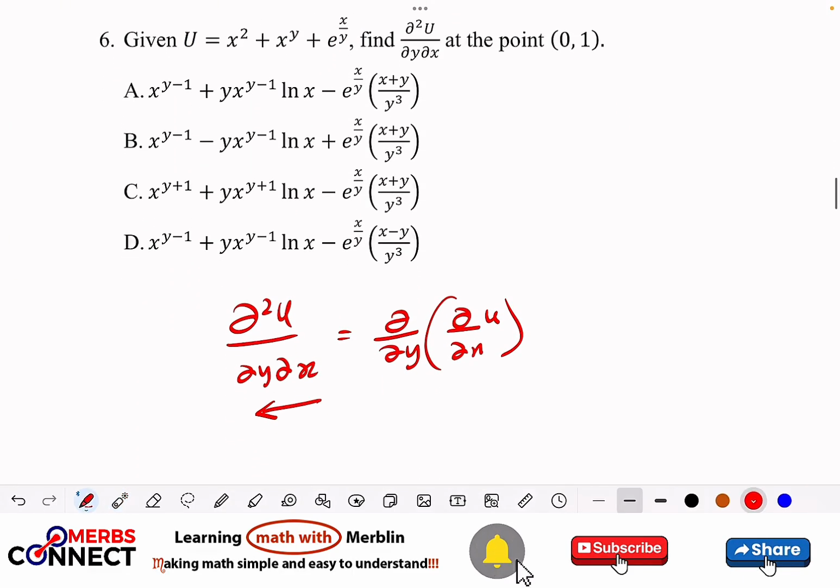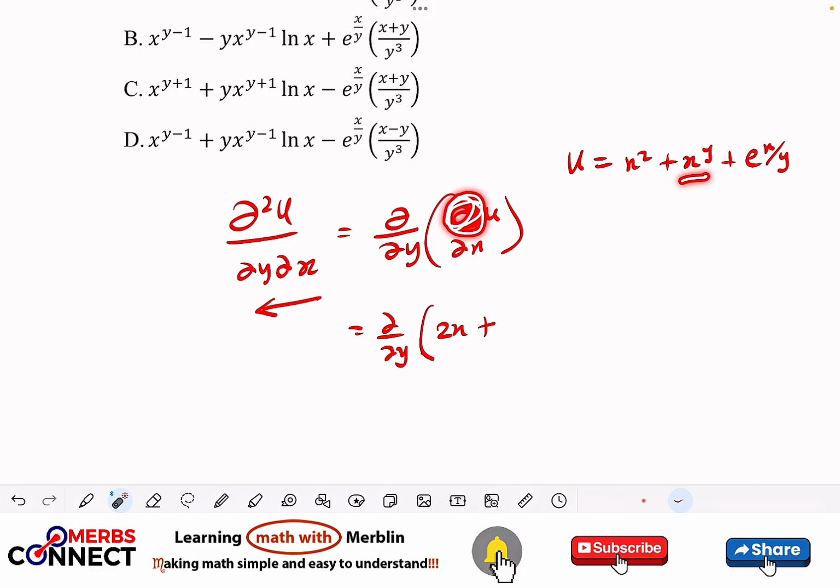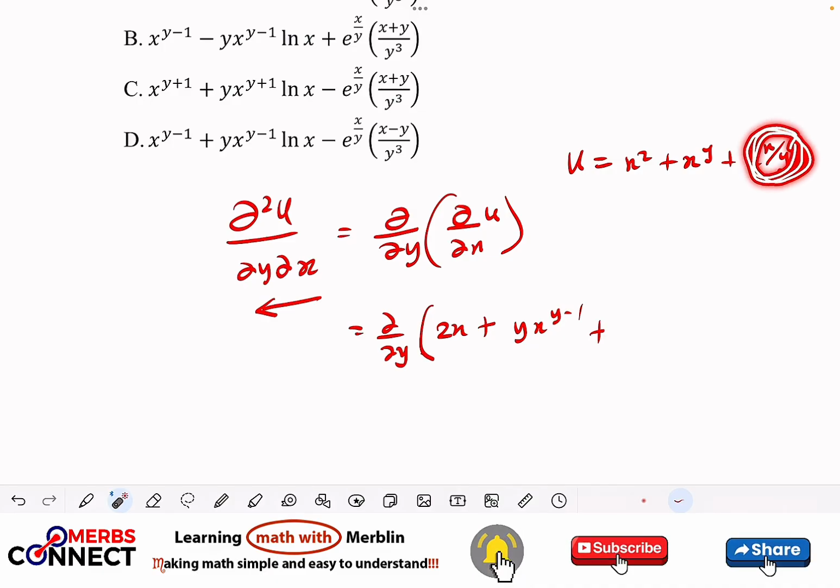So let's do that. Let me write it again here: x squared plus xy plus e to the x, divided by this. So let's go with respect to x first. So 2x plus, this is x, we are differentiating it partially, so we are assuming that y is constant. So with that, we are going to have y, minus 1, plus. Now with this one, I want to differentiate with respect to x. So for an exponential function, I would differentiate what is on the top.